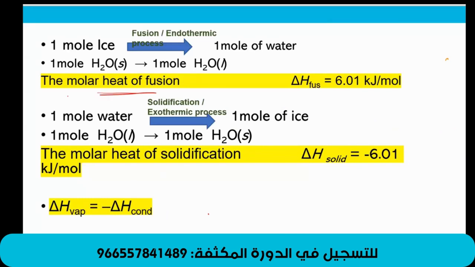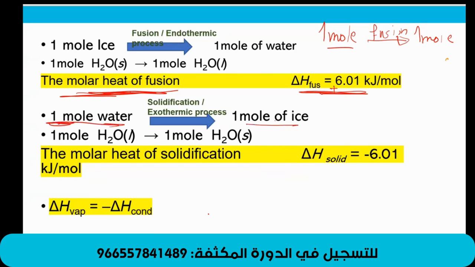Just a point, I found a small question: if you have 1 mole of ice and you want to turn it into 1 mole of water, this process, as you all know, is called melting. We can also call it fusion. In this case, I will call it molar heat of fusion. The amount of energy that will be gained will always be a positive value, and it will be called molar heat of fusion.